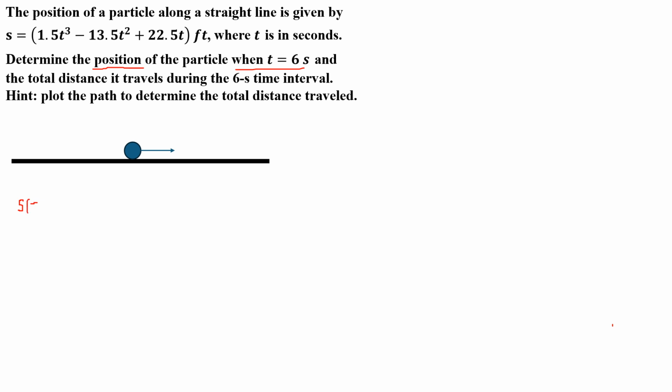So s at 6, I'll just do this in the calculator. Okay, so I got minus 27 feet. So that's my position at 6. Let us think about this. What if we substitute t with 0? Now, if you replace t with 0, you will get 0, right?